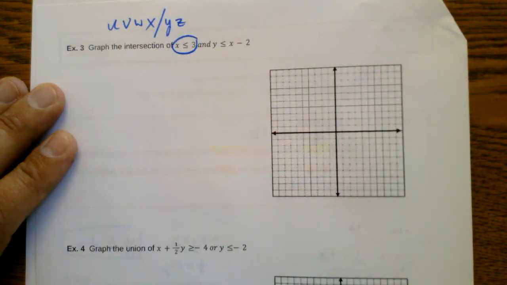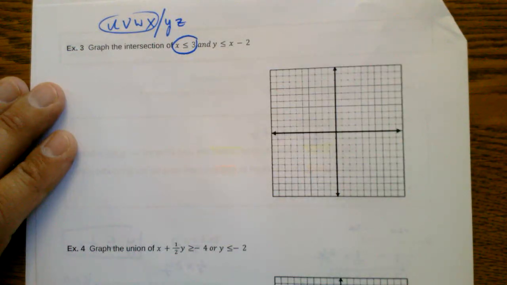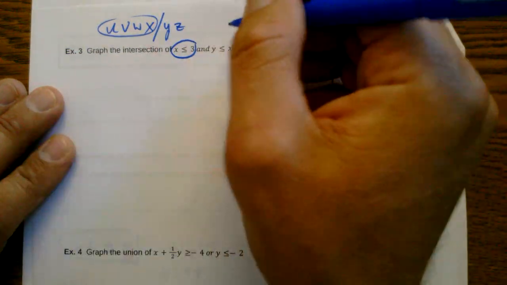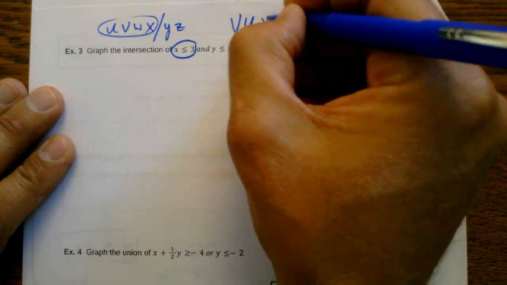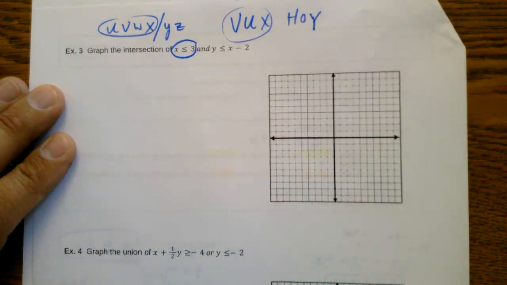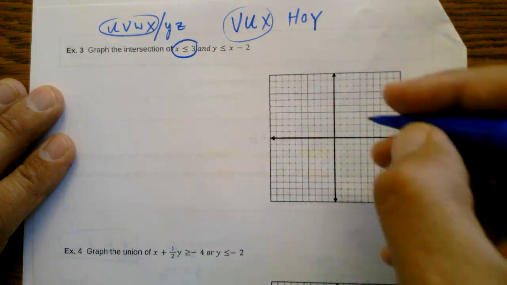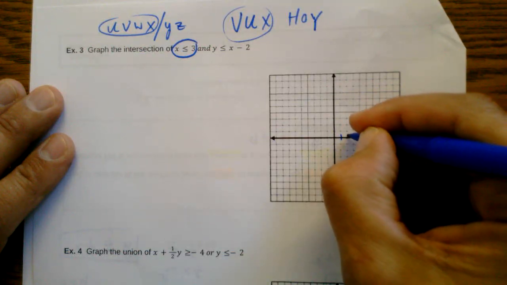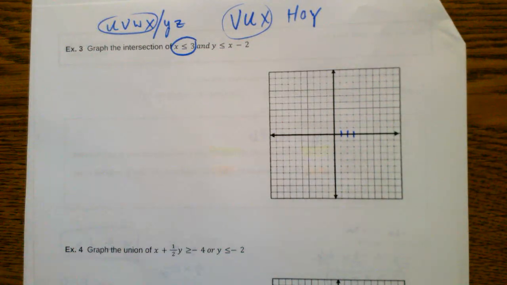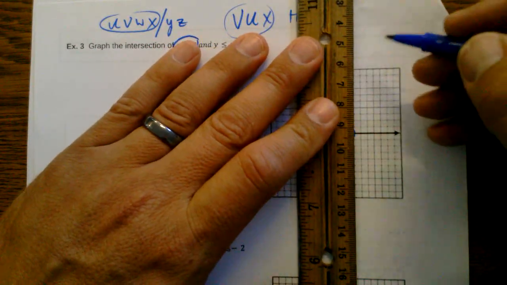When I have an x equals, that's on this side. So that means it's a vertical line. Or maybe you remember Vox, Hoi. Again, I have an x equals, in this case, x is less than or equal to 3. We know that's a vertical line. So I'm going to go ahead and graph that vertical line over 1, 2, 3 on the x-axis. It's equal to, so it's a solid line.